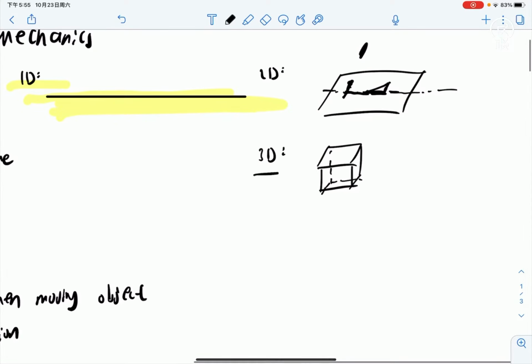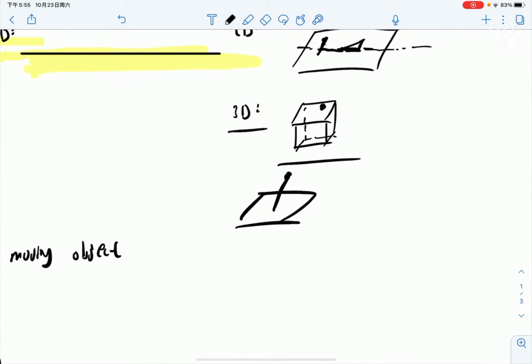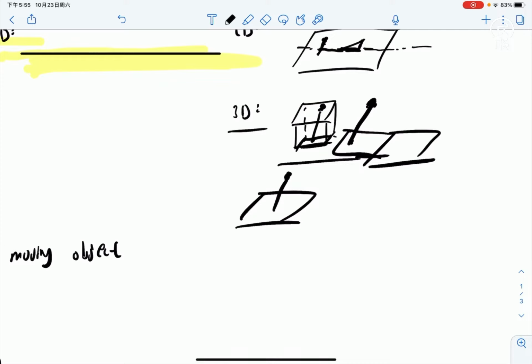And for 3D, you can define it by a plane and a line that is not in the plane. Any other point can be described like this: if you take a point over here in the plane, plus a line over here, you expand the plane and draw a line over here. It can describe all these points. So basically, you can describe all the points in 3D.